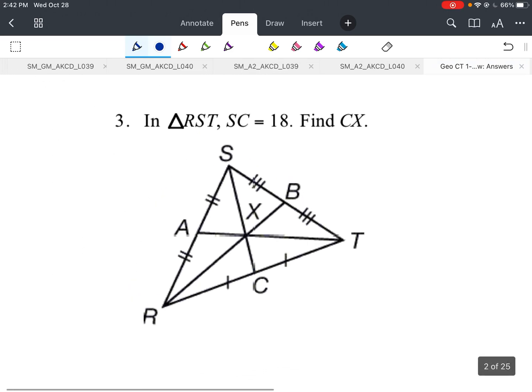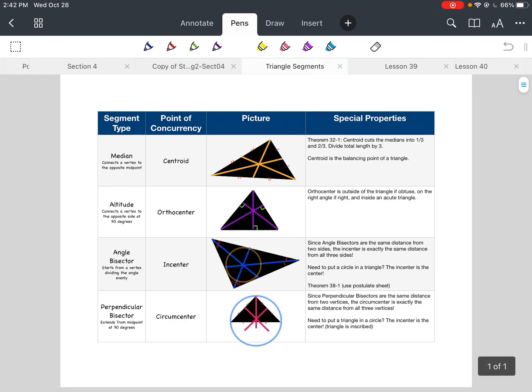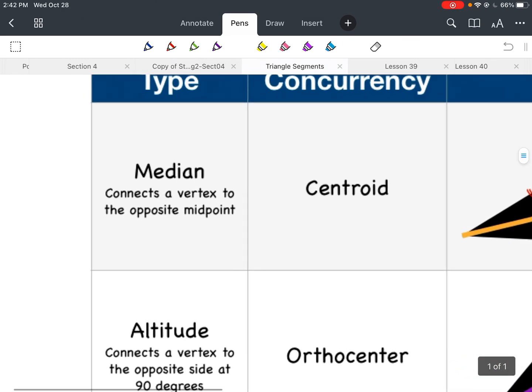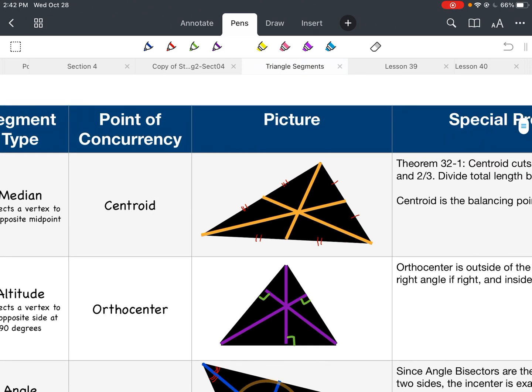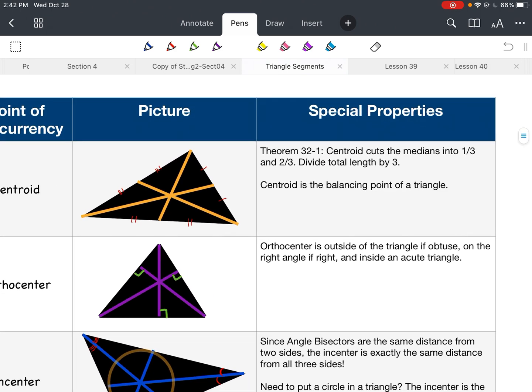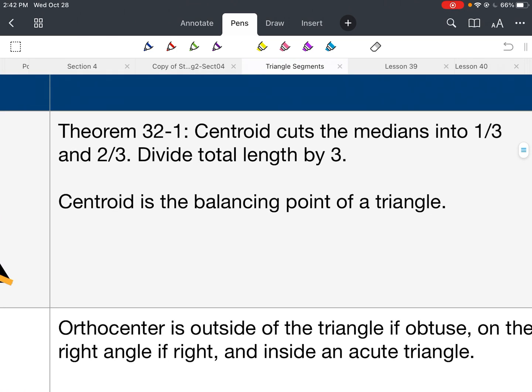Number 3. All right, these are the fun ones. Okay, so if you remember from our triangle review sheet, which is right here, notice these lines come from the midpoint to the opposite vertex. So in our triangle segment sheet, opposite vertex to opposite midpoint, that's a median. And medians intersect at the centroid, and the centroid is like 2/3. So the shortcut to that, 3-2-1, says divide your total length by 3, and you're good to go.